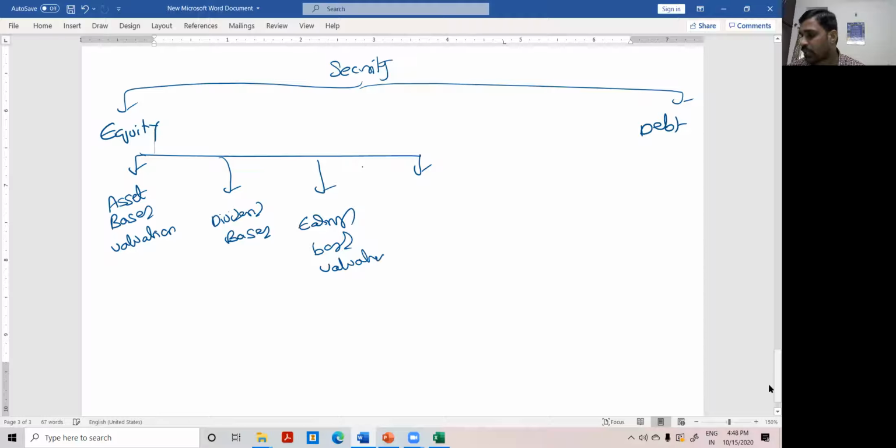And the third point is cash flow based valuation. Sir, why so many methods? Why can't we apply one method? Yes, we can't apply one method because the circumstances of the business will be different.